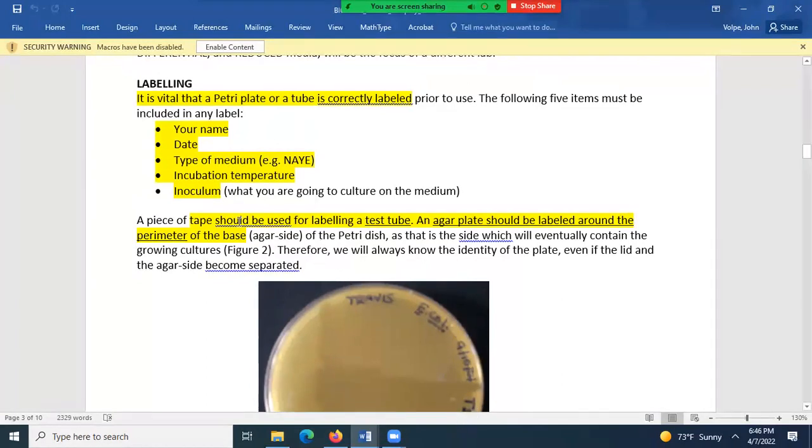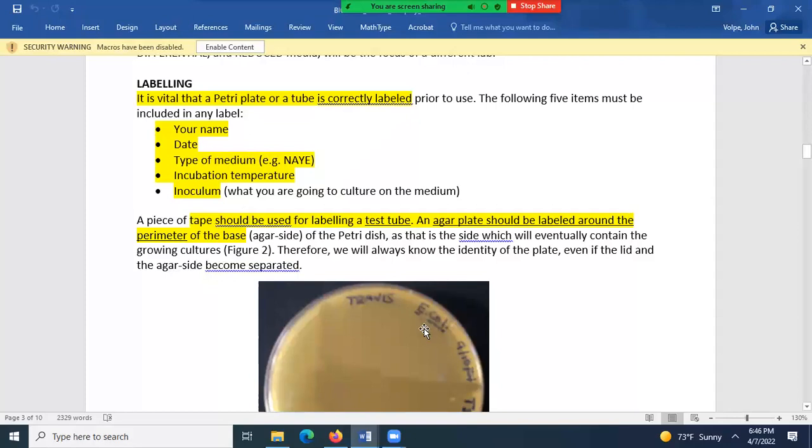And then the temperature that you're incubating the plate is optional. You can put the incubation temperature, which isn't on there. And then you put the inoculum, what you're growing in the culture. If you know what it is, state what it is, like this is E. coli, Escherichia coli.